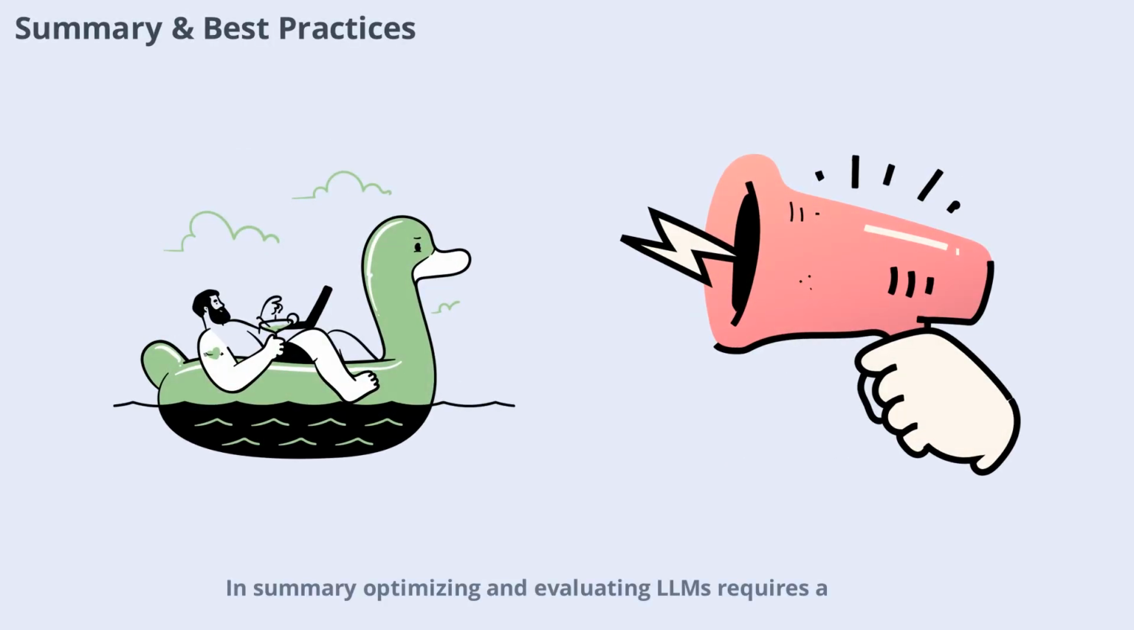Summary: optimizing and evaluating LLMs requires a blend of technical strategies and robust frameworks. Monitor costs, track latencies, and tune prompts for performance. Use advanced metrics, automated testing, and tiered routing to balance quality and efficiency. By following these best practices, you'll build AI systems that are reliable, scalable, and cost-effective.